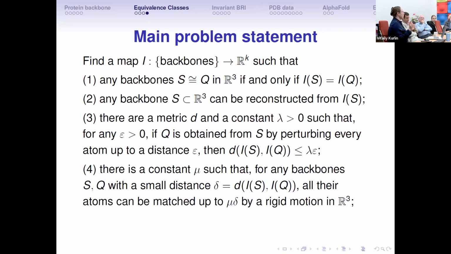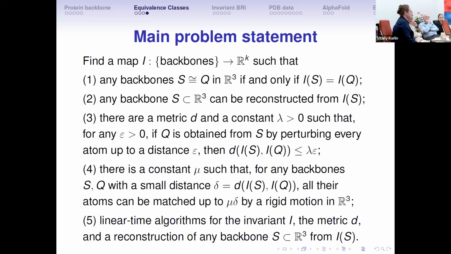And also we would like the opposite to be true, which means that if invariants are not very far from each other, then we would like to be able to state that the initial objects are also not far from each other. That is the so-called reverse continuity. And again, the strict formulation is here. And we are dealing with practical problems, which means that computability is a very important factor. So we would like all our algorithms to be linear time. Okay, so the main problem statement is on this slide. Any questions here?